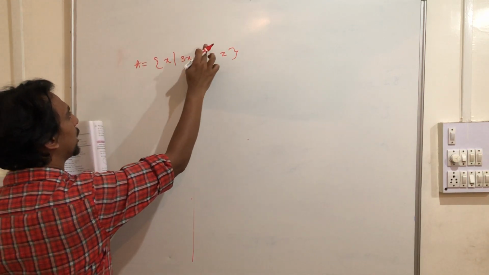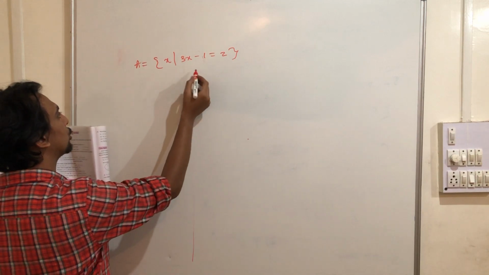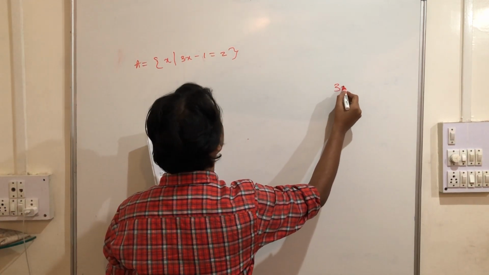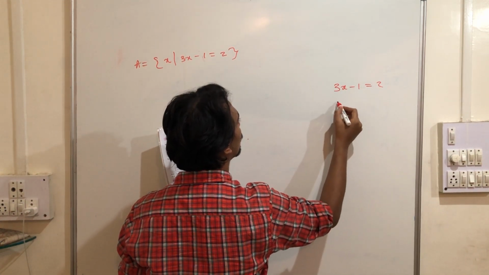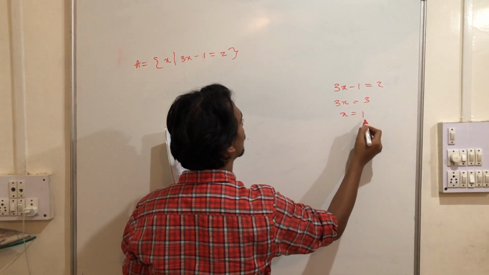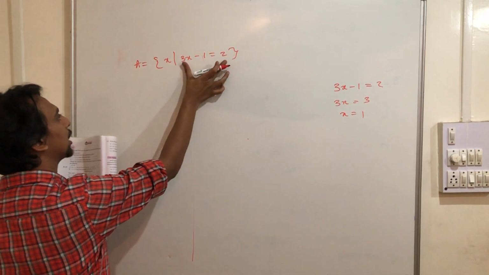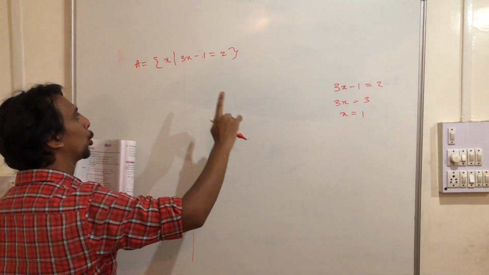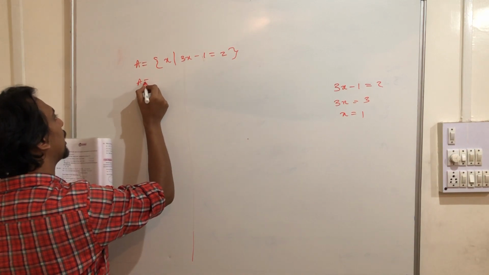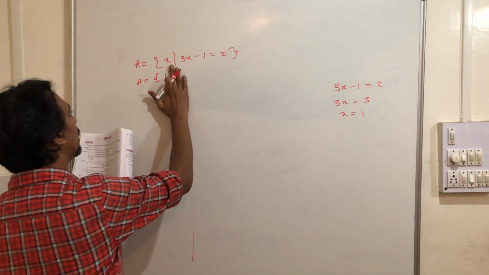So what condition have they given us? 3x minus 1 is equal to 2 means only what? Let's solve here. 3x minus 1 is equal to 2. Therefore 3x is equal to 3. x is equal to 1. Okay? Is there any other value of x which will satisfy this condition? No, only this value. So what we will write? A is equal to 1.